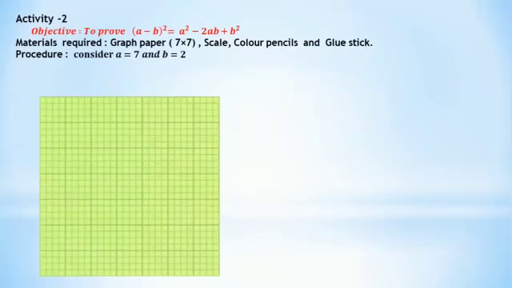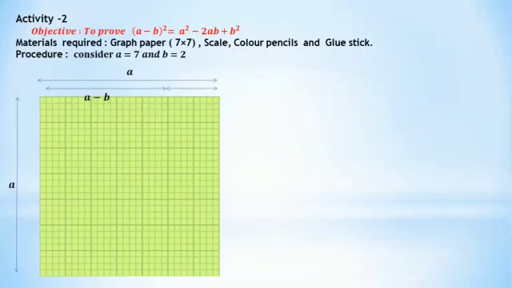So it is a 7 by 7 square. The complete side we are taking as a. From that you are subtracting the value of b. The remaining part will be a minus b.